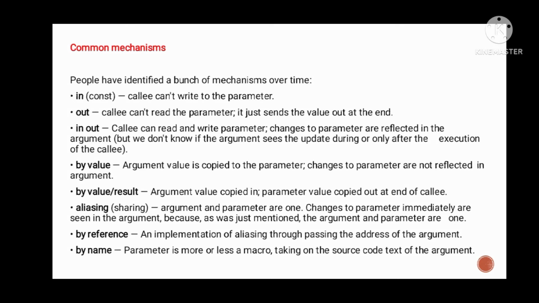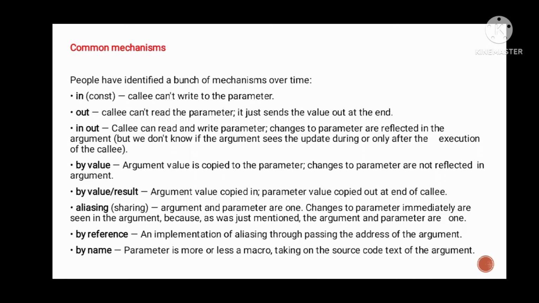Parameter passing mechanisms. People have identified a bunch of mechanisms over time. In constant, the callee can't write to the parameter. Out, the callee can't read the parameter; it just sends the value out at the end. In out, the callee can read and write the parameter. Changes to the parameter are reflected in the argument, but we don't know if the argument sees the update during or only after the execution of the callee.